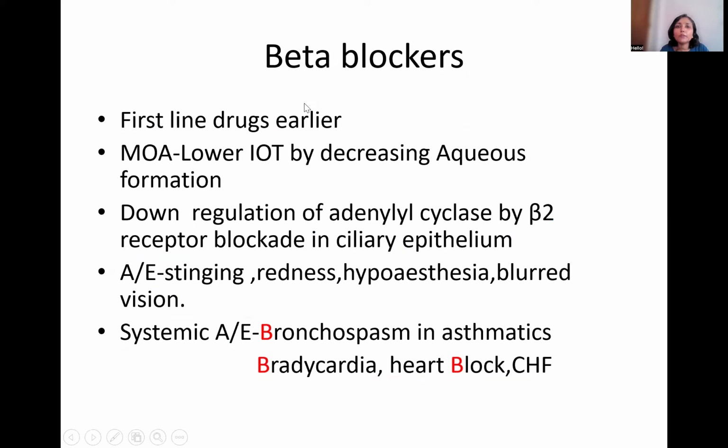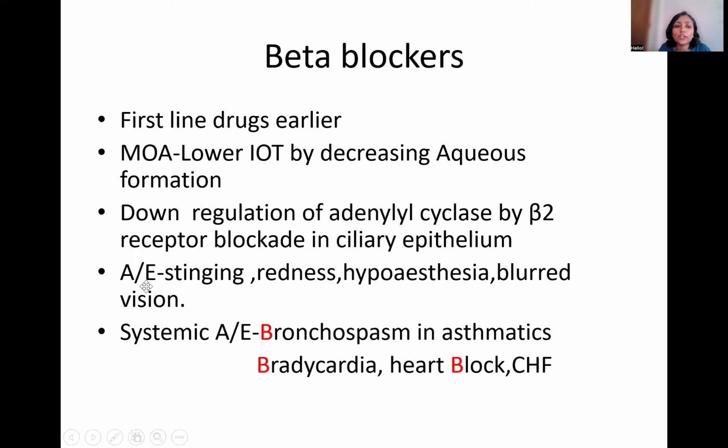Now, what do the beta blockers do? They will lower the intraocular tension by decreasing aqueous formation. We already know that aqueous formation will be decreased by alpha agonists, beta blockers, osmotic diuretics, and also the carbonic anhydrase inhibitors. So what do they do? They will cause down regulation of the adenylyl cyclase by beta 2 receptor blockade in the ciliary epithelium. We already saw that there is a beta 2 receptor in the ciliary epithelium.